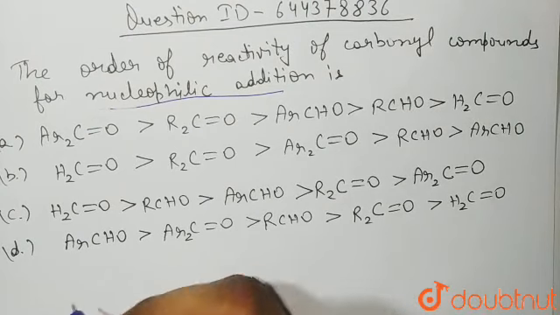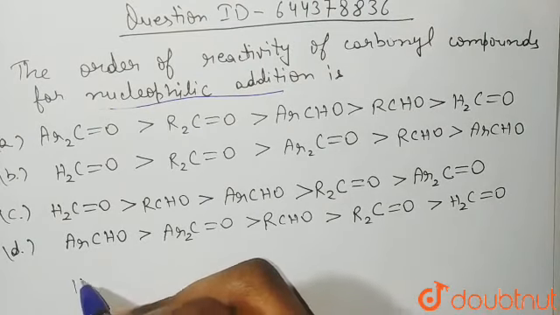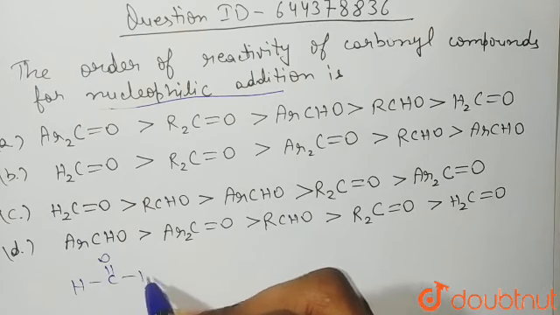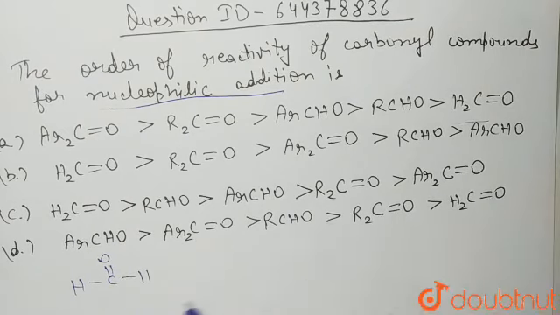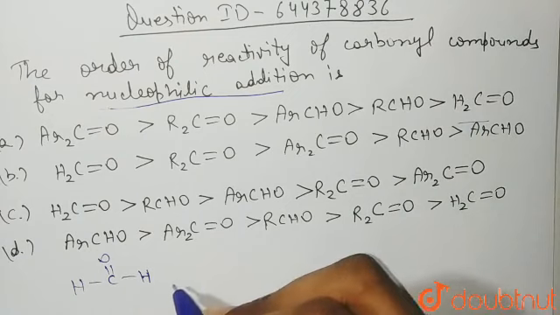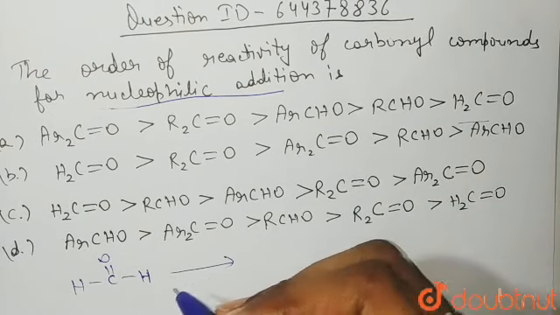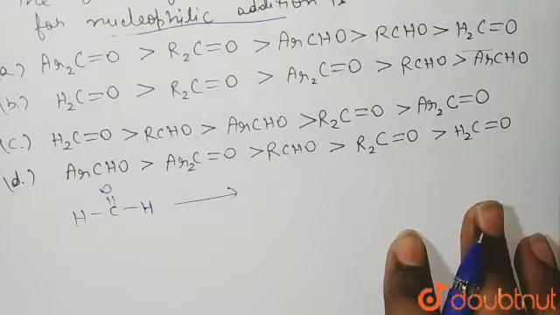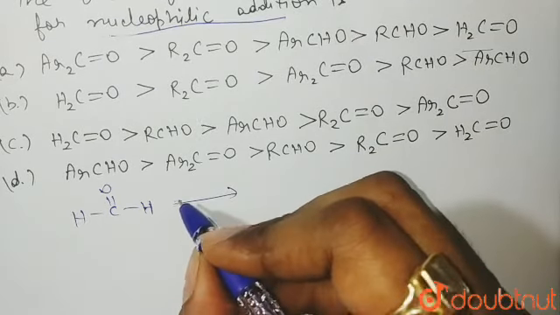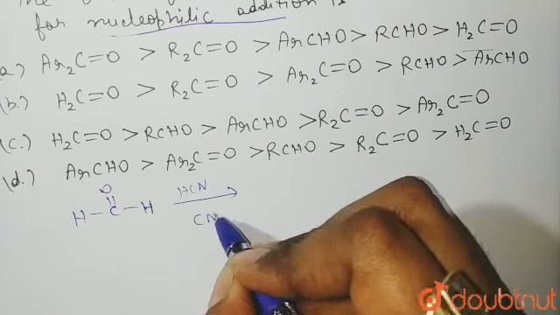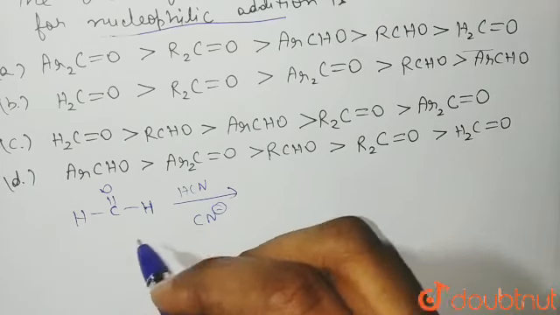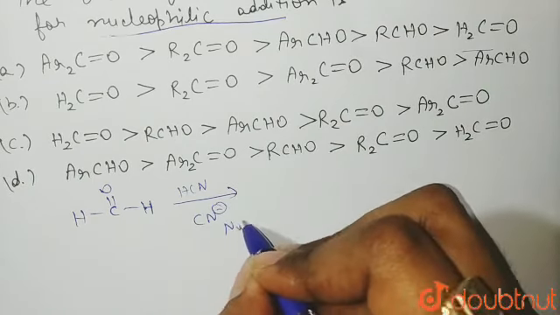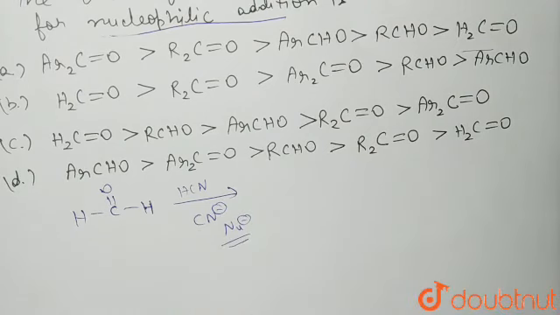Here we have a compound. Let's take formaldehyde, which is also given in the options. When we do the nucleophilic addition of this compound with, let's say, HCN, we know that CN minus is the nucleophile. A nucleophile means a nucleus-loving species, that means it is rich in electrons, and it needs something which is electron deficient, that means an electrophile.